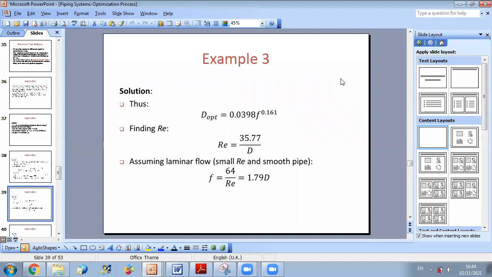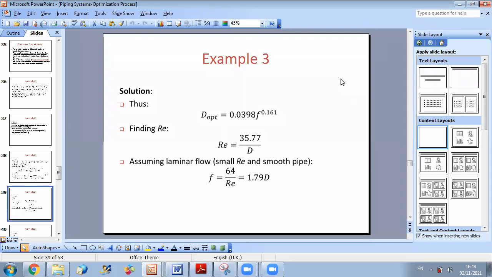Okay, so now to get the friction factor, you know that for a smooth pipe, in case the Reynolds number is small, I can say that the friction factor is 64 over Reynolds.